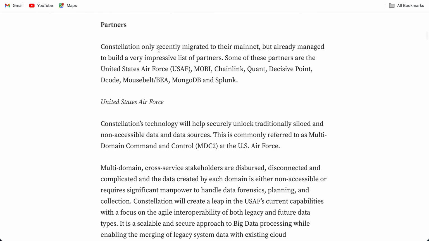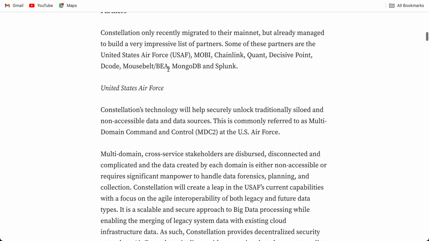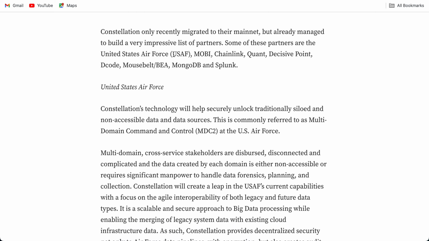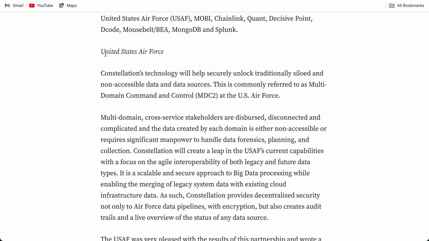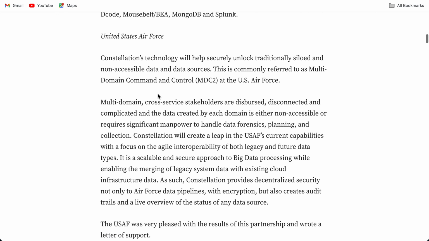Partners. Constellation only recently migrated to their mainnet but already managed to build a very impressive list of partners. Some of these partners are the United States Air Force, Movi, Chainlink, Quant. You guys are well acquainted with Quant, Decisive Point, Decode, Mousebelt, PEA, MongoDB, and Splunk. Check this out, United States Air Force.